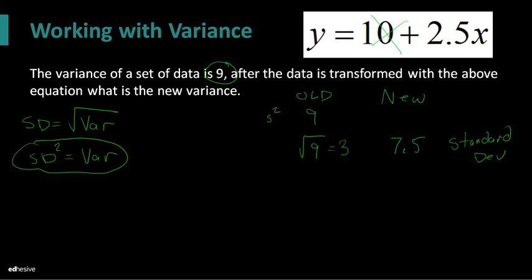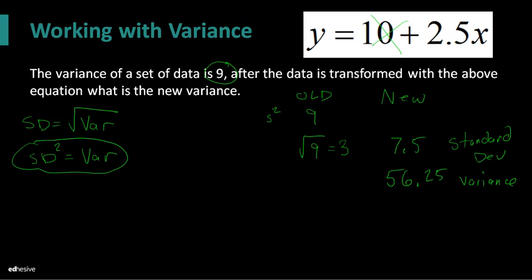Now, how do I convert that new standard deviation to the new variance? Well, I have to remember that variance is standard deviation squared. So I would take 7.5 and square it to get the new variance. So the new variance would be 56.25. That'd be the new variance.